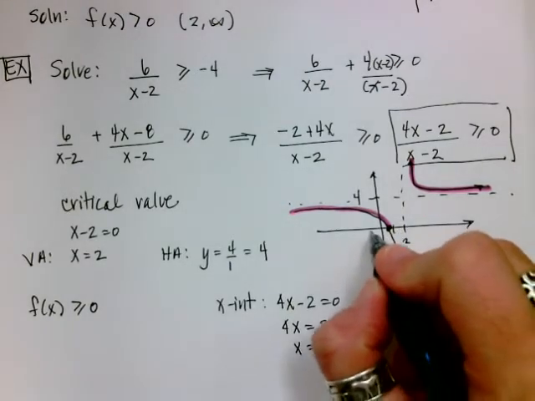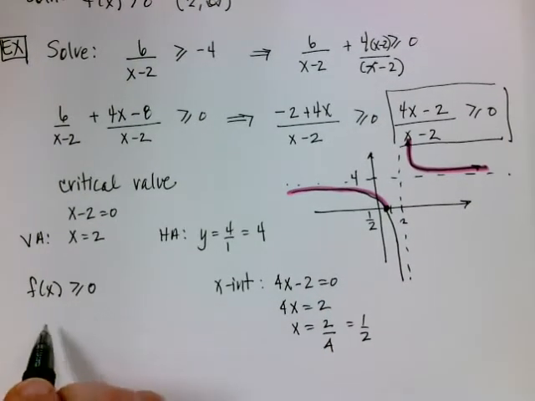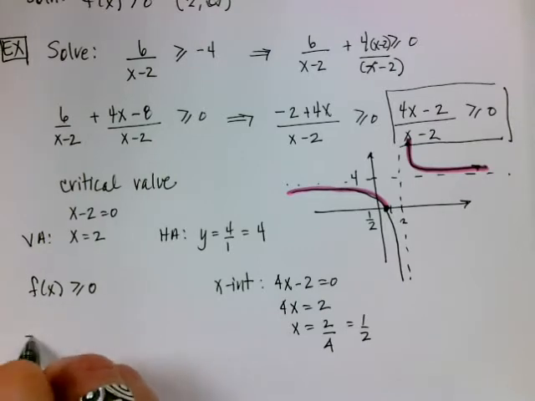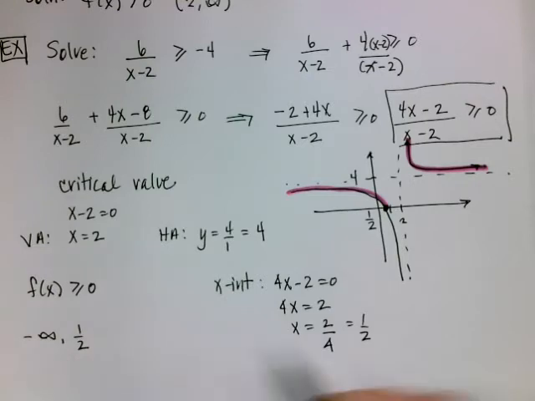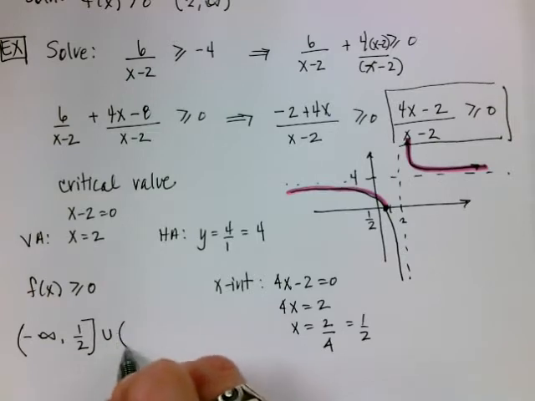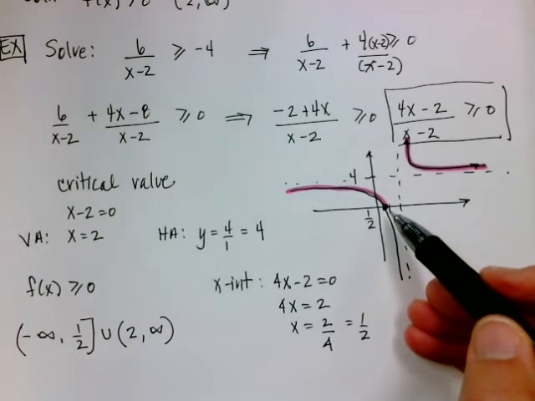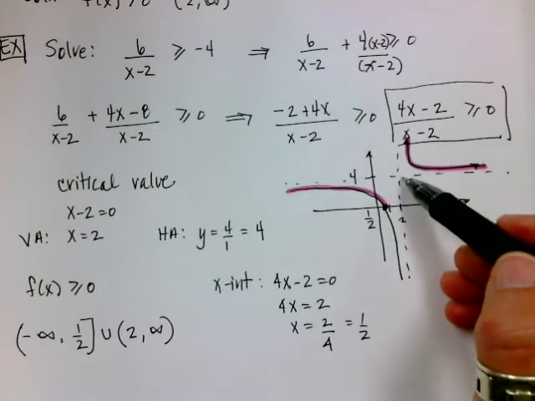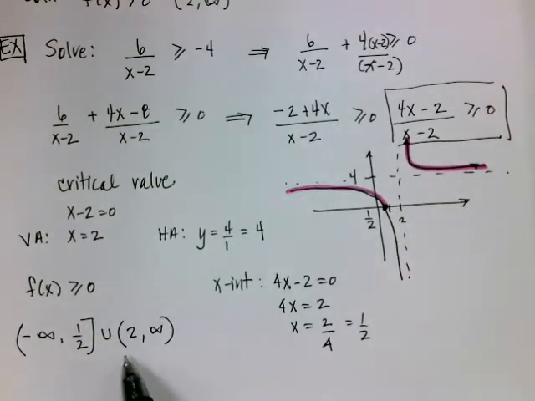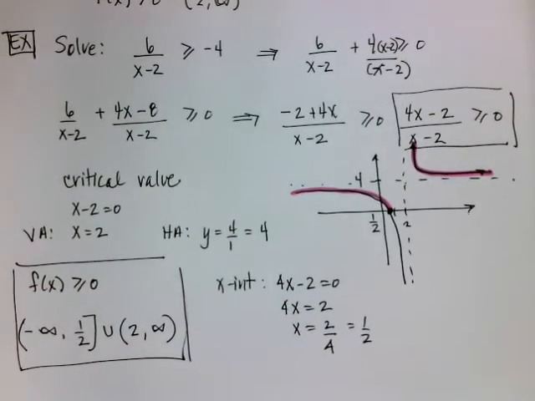So I know that this point of intersection, I'll write it over here because I can't squeeze it in, is a half. So that means for my function, it's going to be greater than or equal to 0 from negative infinity to 1/2. The 1/2 is included, okay? And then it's going to be unioned with not included 2 to positive infinity. The reason the 1/2 is included is because that's where the graph is equal to 0, so that value is included. And then I start on the other side of my vertical asymptote, not included because the values will never get there, to positive infinity. And so this would be my solution to that particular problem.